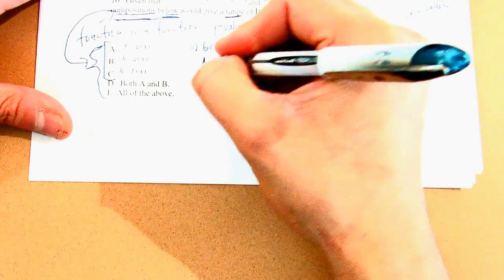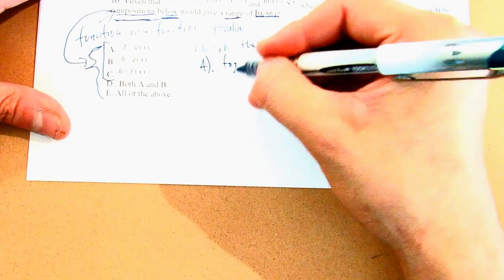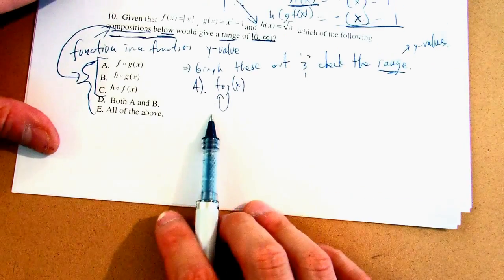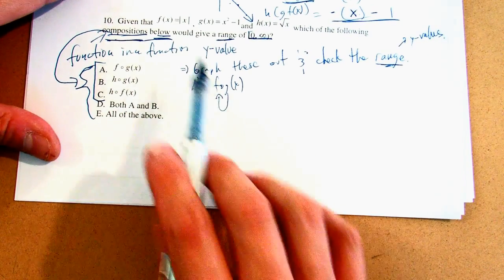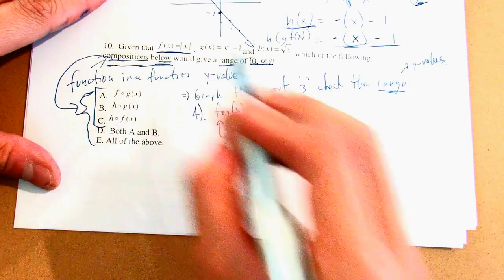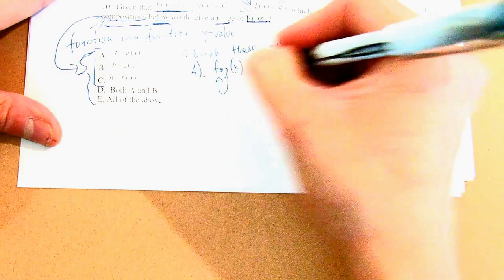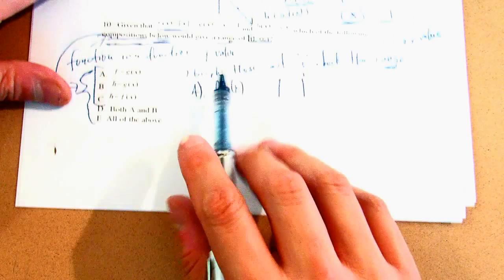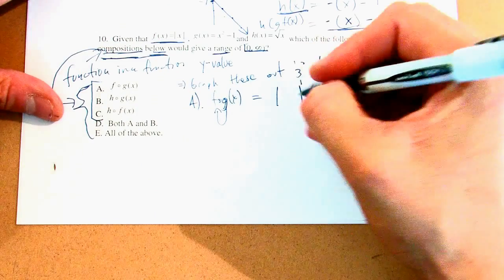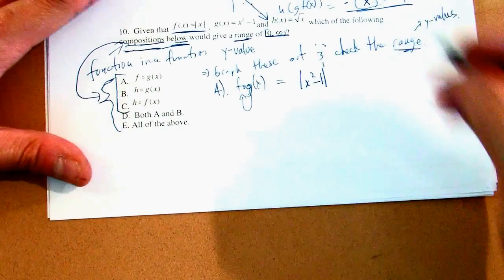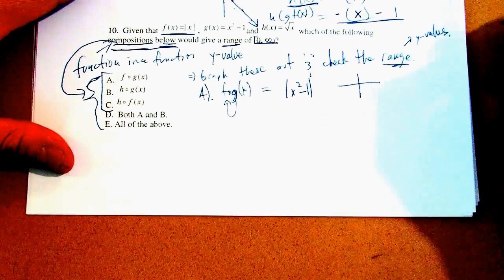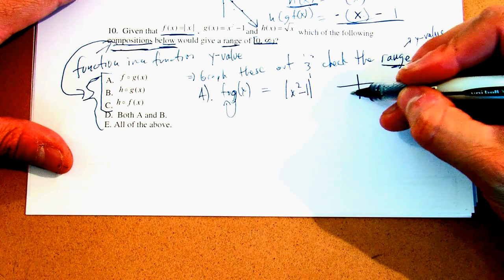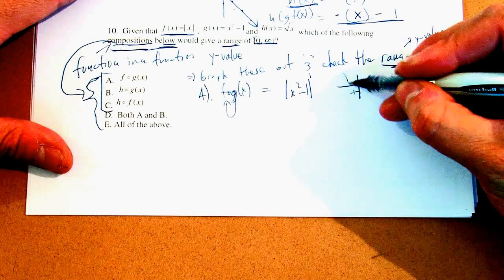For A, I have f of g of x, so I'm going to put g in f. The first thing I do is write the outside function, which is f. F is the absolute value of x. So I write down the absolute value of blank, and what goes in the blank? G, which is x squared minus 1. This one looks like a parabola, shifted down 1.